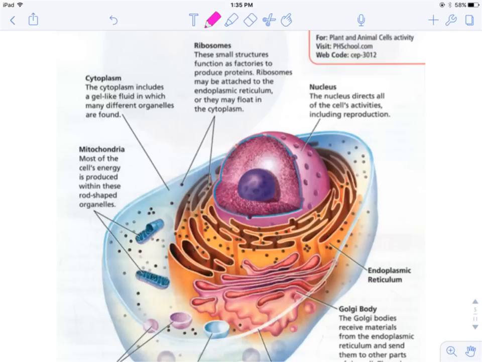So within the mitochondria, and you can notice in this example there's more than one, this is where most of the cell's energy is produced. You can see here the endoplasmic reticulum, again, is located in the same general area around the nucleus, which we know is the director of the cell's activities, including reproduction.